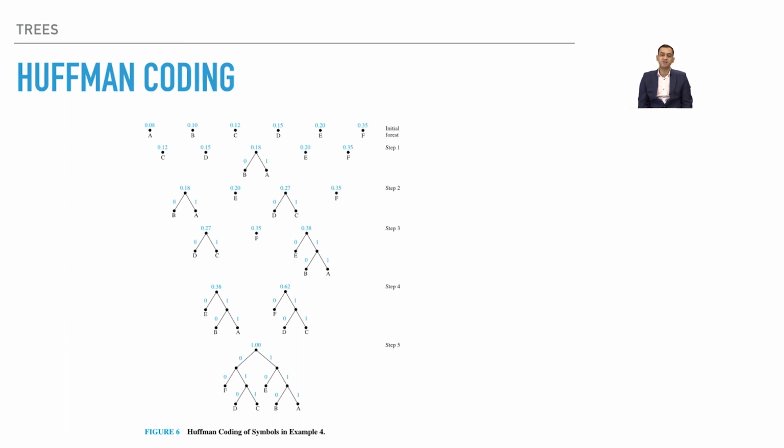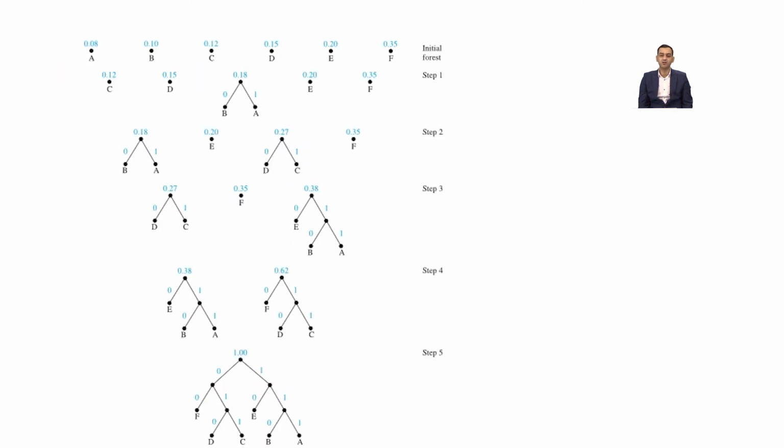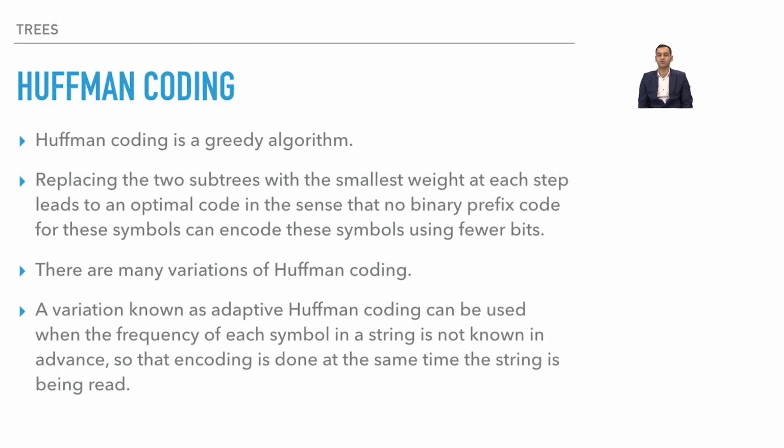Figure 6 displays the steps used to encode these symbols. The encoding produced encodes A by 111, B by 110, C by 011, D by 010, E by 10, and F by 00. The average number of bits used to encode a symbol using this encoding is equal to 2.45. Note that Huffman coding is a greedy algorithm.